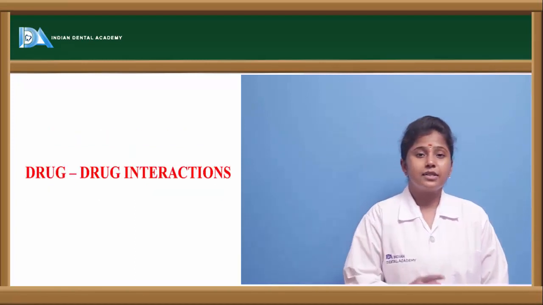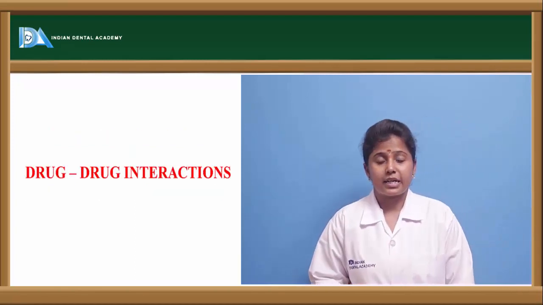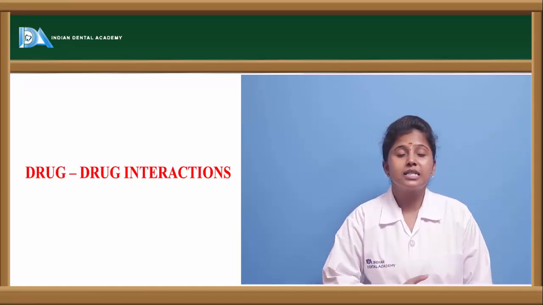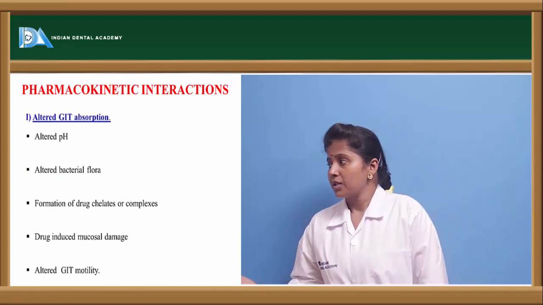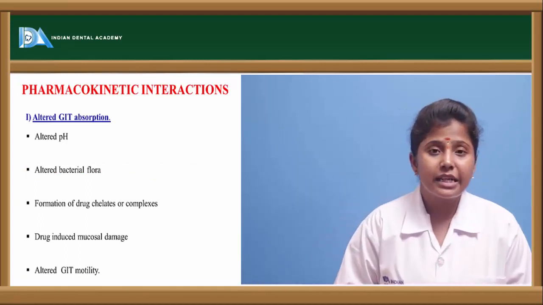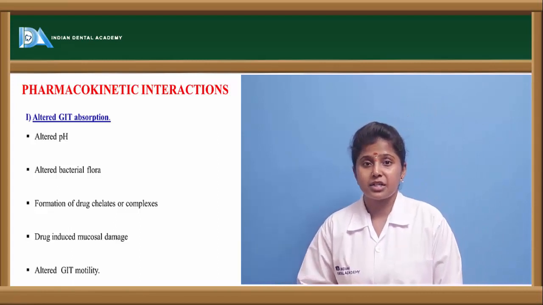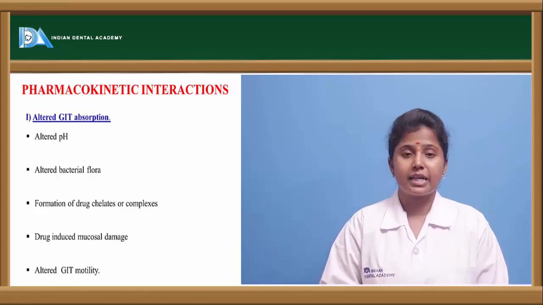So we saw the various types of drug interactions. Now let us see what drug-drug interactions are, how one drug reacts with another drug. In drug-drug interactions, there are pharmacokinetic interactions and pharmacodynamic interactions. So what are pharmacokinetic interactions?